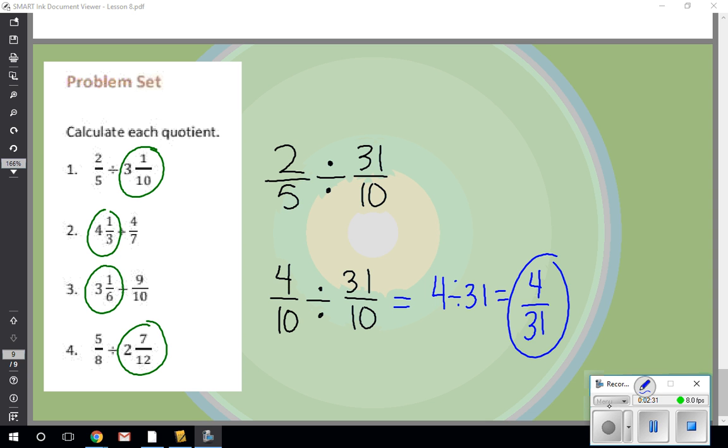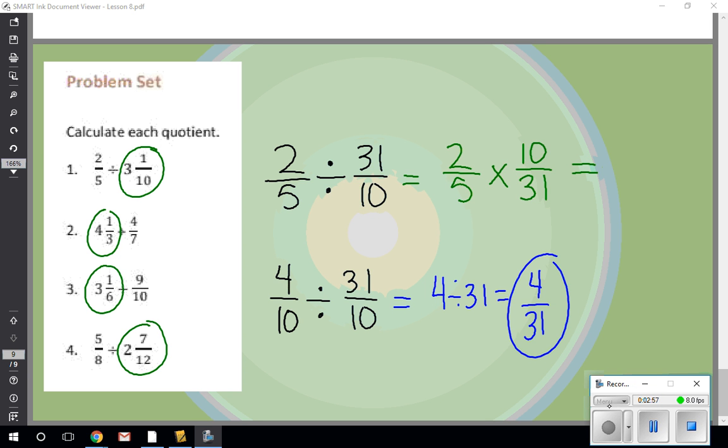Or I can use my multiplicative inverse and the pattern that we had been working on before, and that's rewriting our division statement as a multiplication statement. So I can say 2/5 and multiply by the inverse, or the reciprocal, and the opposite of 31 over 10 would be 10 over 31. And then I can multiply that out right now. Well, you can see I'm going to get a much larger number.